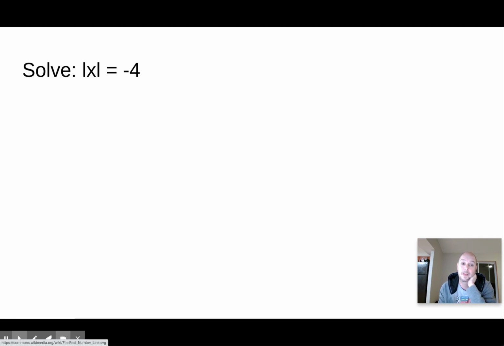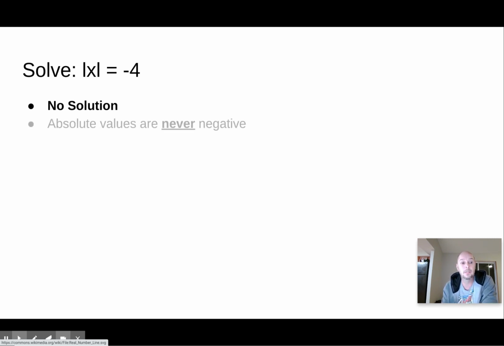For this one, the absolute value of x equals -4. This one's a little tricky. Now, I told you the absolute value is always going to be a positive distance from 0. So if you have an absolute value that equals a negative number, that means there is no solution, which on MyMathLab is going to be one of your choices. They can never be negative.